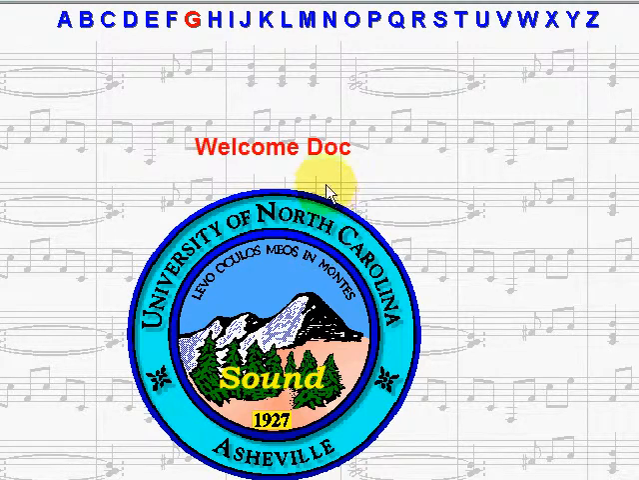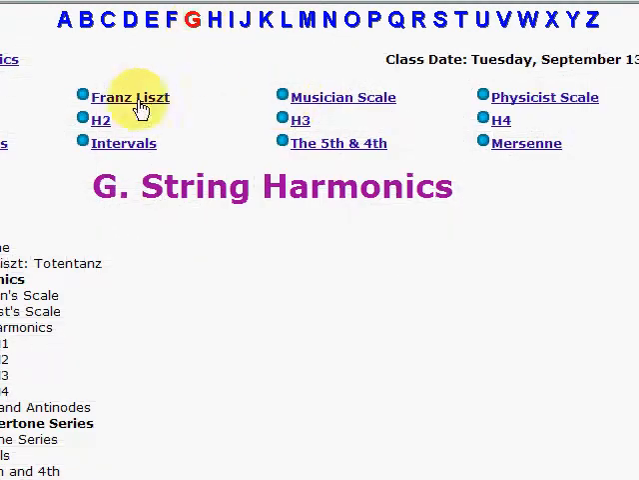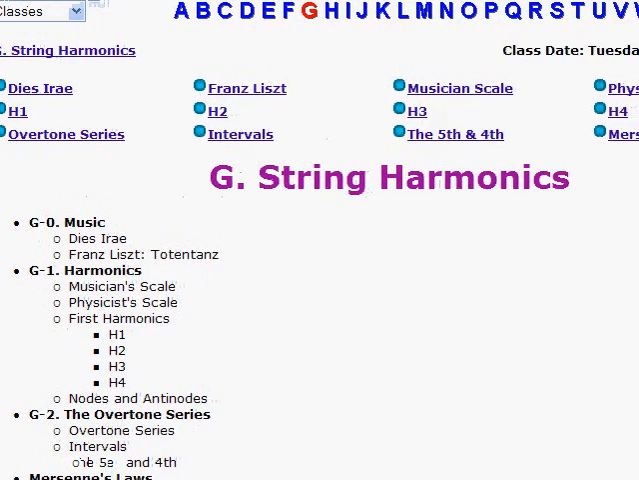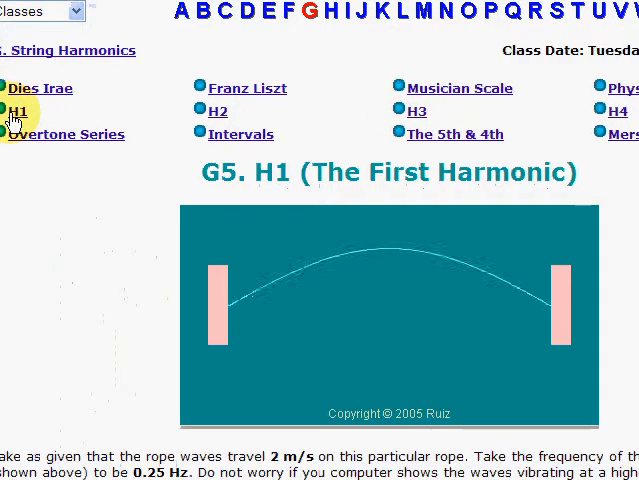Doc here on a review of Harmonics, Chapter G. And first, let's look at some animations. H1 stands for harmonic 1, H2, harmonic 2, harmonic 3, harmonic 4. The first harmonic, also called the fundamental.